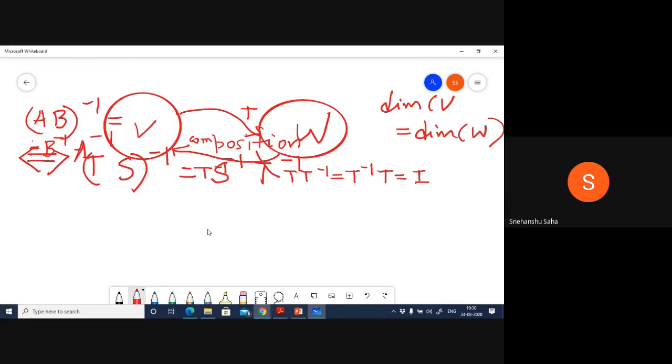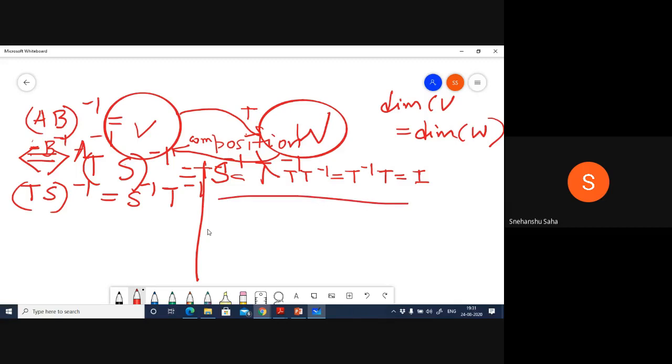I'm sorry, did I mess it up? I think I did. Okay, let me write it again. So (TS) inverse is S inverse T inverse. Okay, do you believe this? Well, I would like to, but what is the deal? How are we going to see that this is indeed the case? So let's try this.